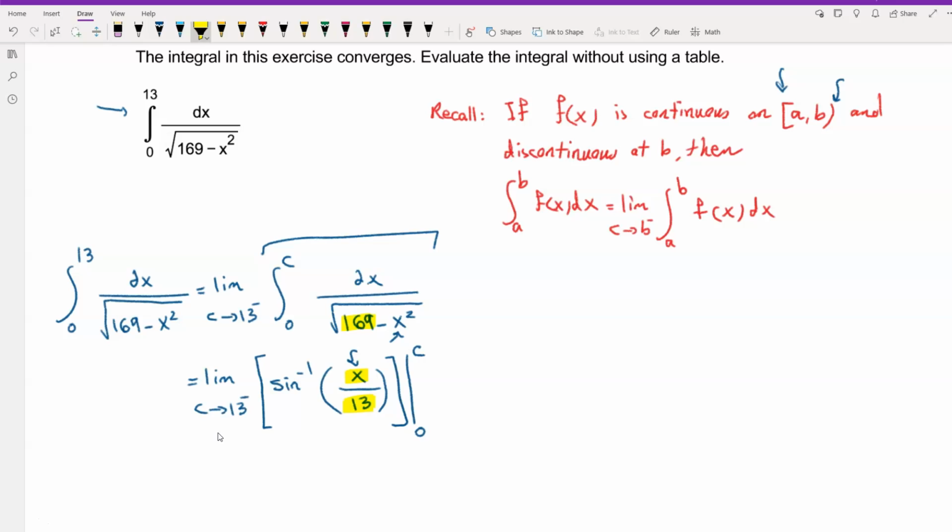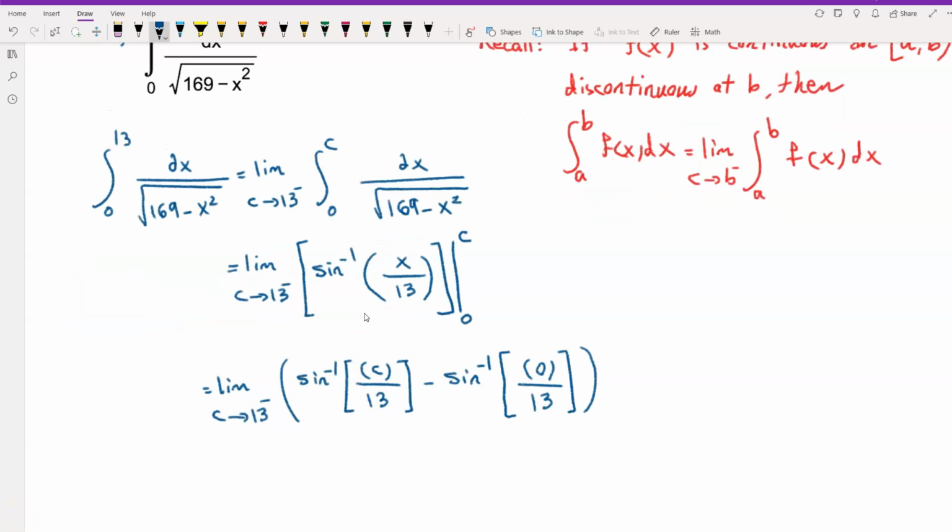The next step, substitute the limits of integration. So here instead of x, first use c. We have the limit as c approaches 13 from the left of inverse sine of c divided by 13 minus, then use 0 instead of x, so minus inverse sine of 0 divided by 13.